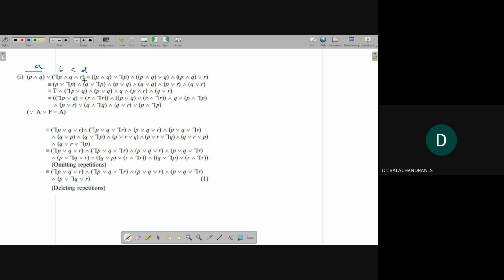Okay, if you apply, you will get three terms. So A or B, A or C, and then A or D. Now again they are applying the distributive law because of the R. So totally six elements they will get: one, two, three, four, five, six. So now P or negation P is what? T, and negation P or Q, and P or Q, and Q or Q is Q.